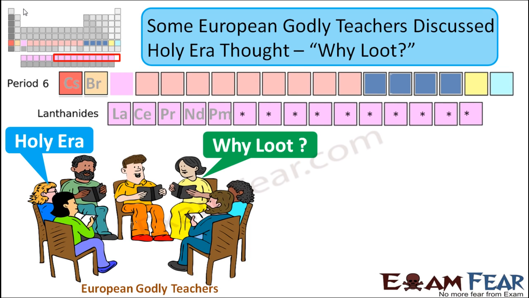Now they are reading some holy era books and are saying that there was no loot during those times. There used to be no corruption, no loot, and it used to be peace all around. So, remembering that holy era thought, they are asking each other, why loot today? So the memory tip here is: some European godly teachers discussed holy era thought, why loot?